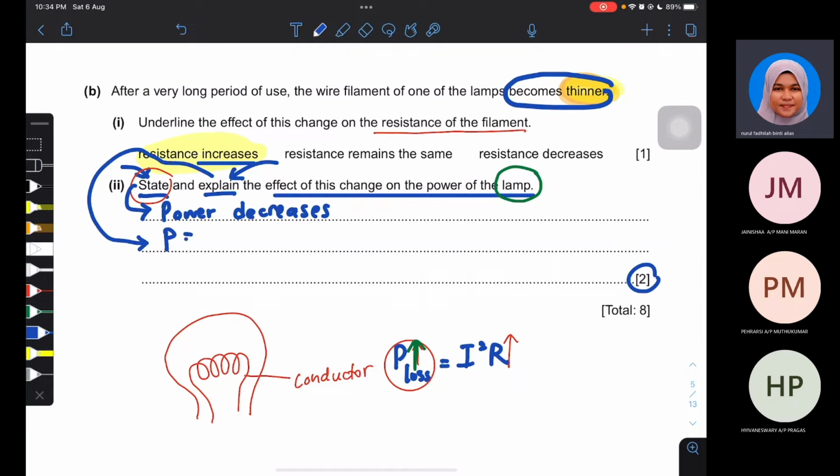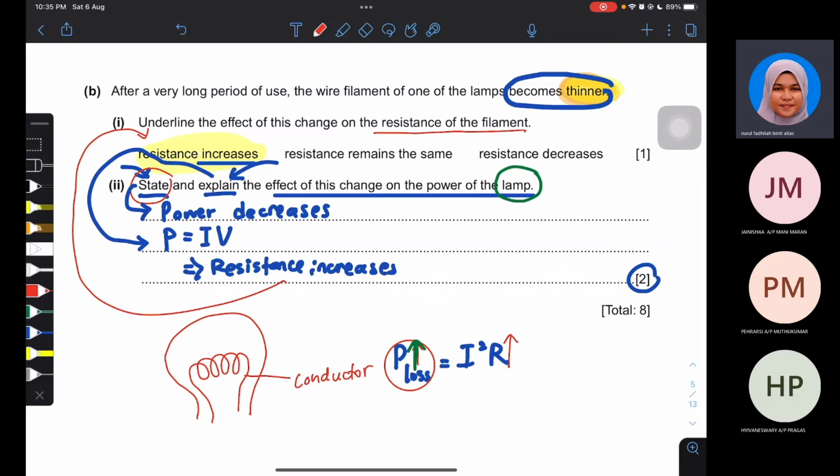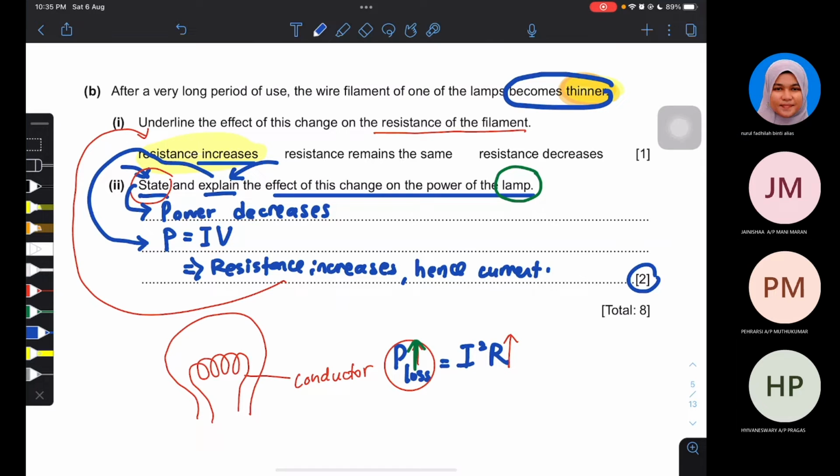Sebab P equals to IV. Jadi, what happened to the current? Sebab right now resistance increase kan? Resistance increases. Yang ni kita cerita dekat sini. Kita kata resistance increases. Therefore, hence, current in lamp decreases. Okay?